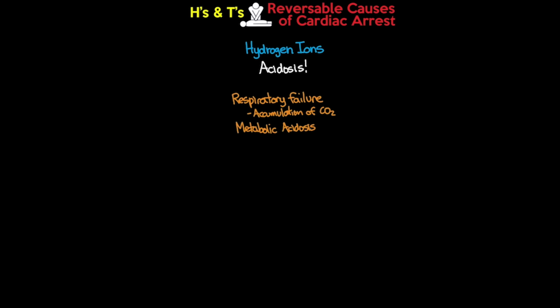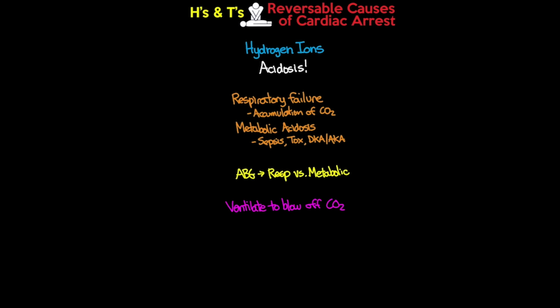And this can be from a variety of different things, such as sepsis, some sort of ingestion or tox, or diabetic ketoacidosis or alcoholic ketoacidosis. And our primary assessment for these patients is going to be to get an ABG and assess whether this is a respiratory or a metabolic problem. Now, if this is a respiratory problem, we're going to need to ventilate these patients in order to blow that CO2 off. If this is a metabolic problem, then obviously we want to address whatever the cause of the metabolic acidosis is, but in these patients we want to consider giving them bicarb in order to correct that acidosis.